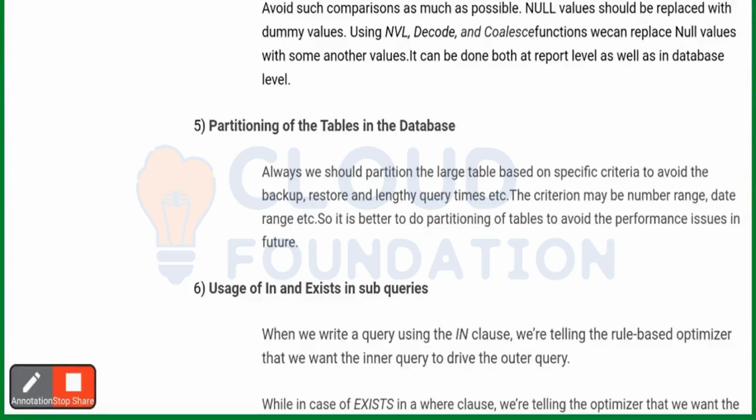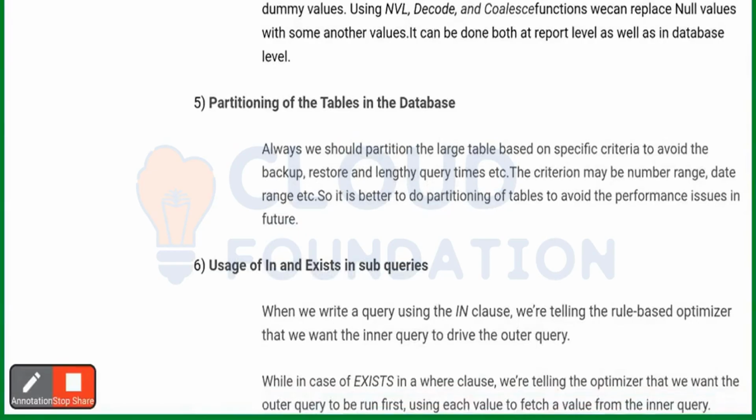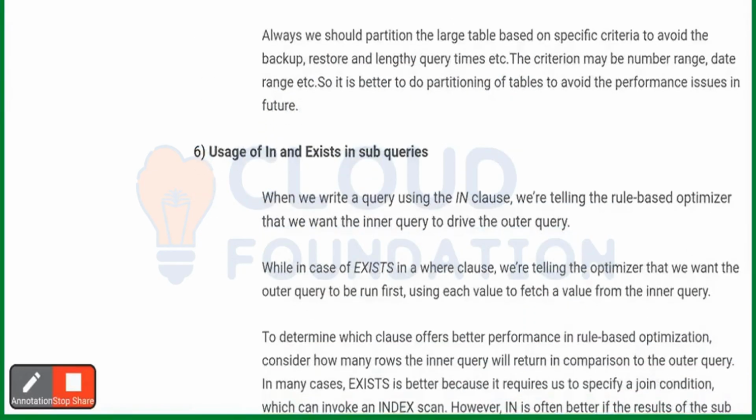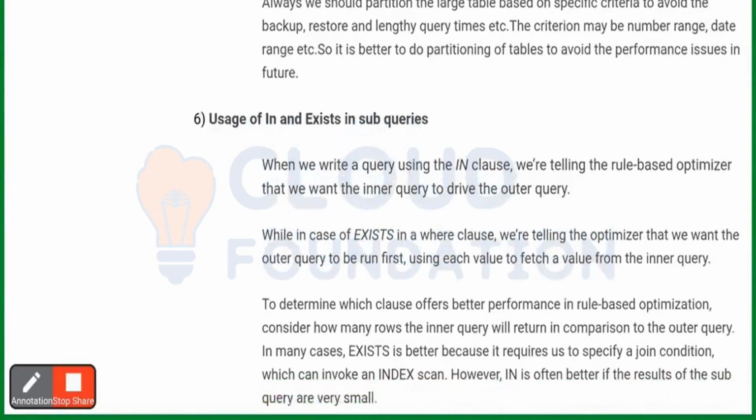It is better to do partitioning of tables to avoid performance issues in the future. If we are using a single huge table having loads of data, it will definitely impact the performance of the reports or dashboards where these tables are being used. For that, based on some criteria, by using a number range, like the first 10,000 rows in one table, and so on, they have some options to do that partitioning, which will not impact the reports.